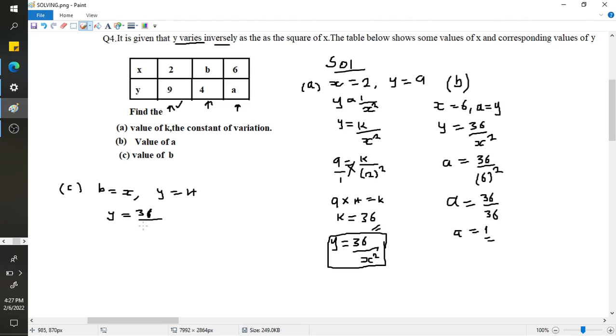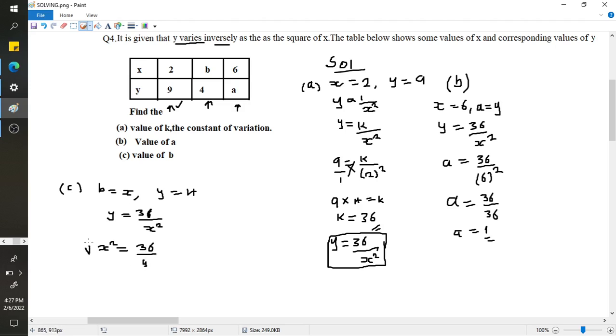So it's not going to change. And there we have x squared. Now from here we can make x the subject of the formula so that we can solve. So we have x squared is equal to 36 over y, right?